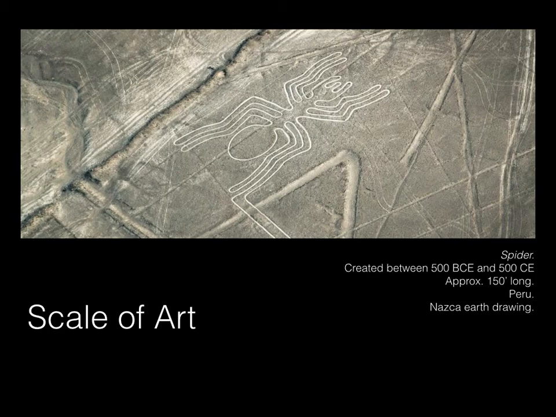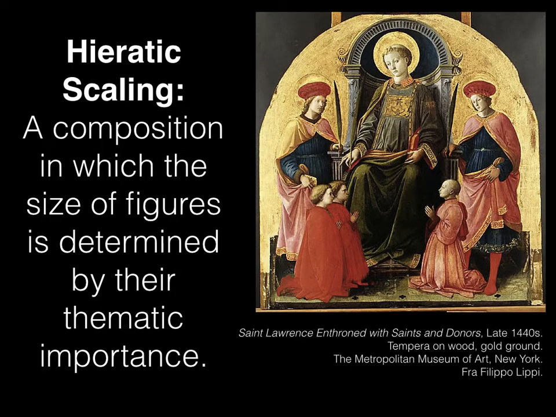Okay. So this is hieratic scaling, a composition in which the size of figures is determined by their thematic importance. So this is another thing that has to do with divinity. In this two-dimensional image, we see several different figures, and this piece is called Saint Lawrence Enthroned with Saints and Donors. So this is a religious painting, and how we know that Saint Lawrence is the most important is because he's the biggest figure, and he's right in the middle.